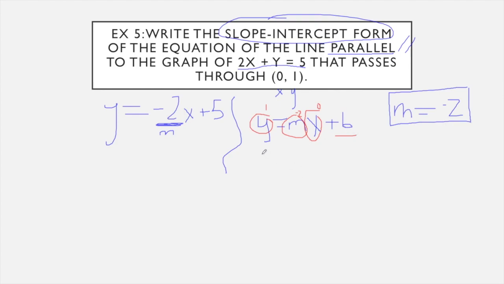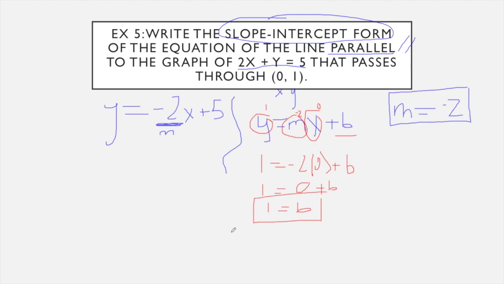So let's do that. So 1 equals -2 times 0 plus b. -2 times 0 we know is 0. So b, add nothing, will equal 1. So what is b? Well, b must equal 1.